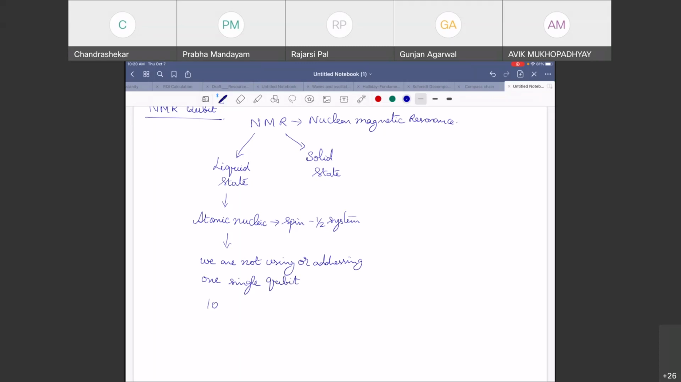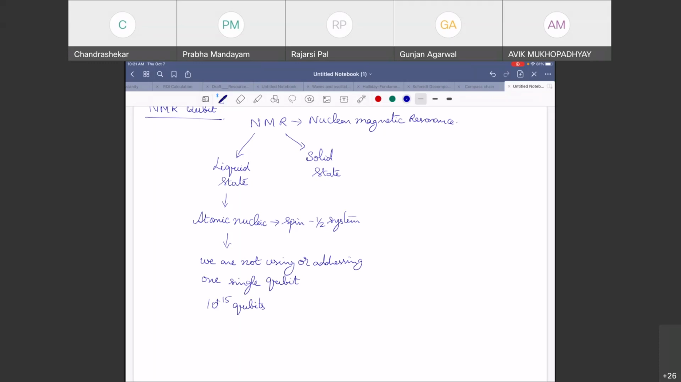What is something of the order of 10 power plus 15 qubits. Sorry, it's 10 power plus 15. You have so many atoms, or so many atomic nuclei there.